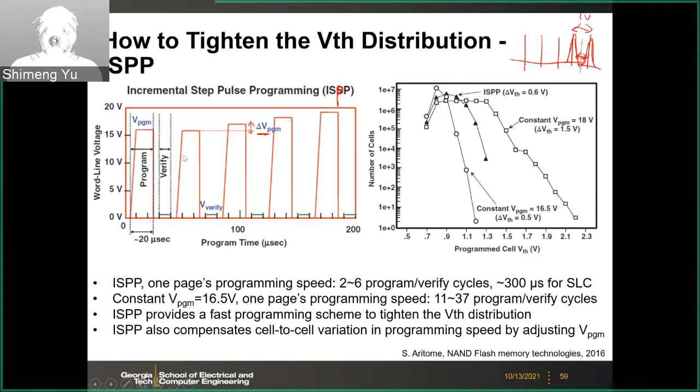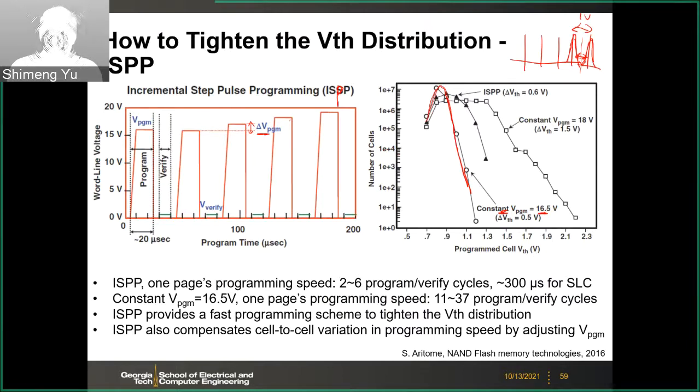Here, of course, you don't need to do this. You can apply constant voltage, multiple pulses. But if you do that, this experimental data shows that if you use a constant 6.5 volts, you can get a very tight distribution like this. Here this was measured from about a million cells in the array.